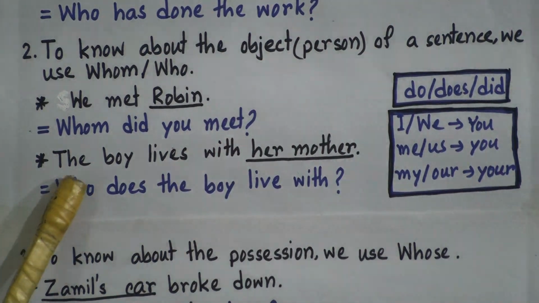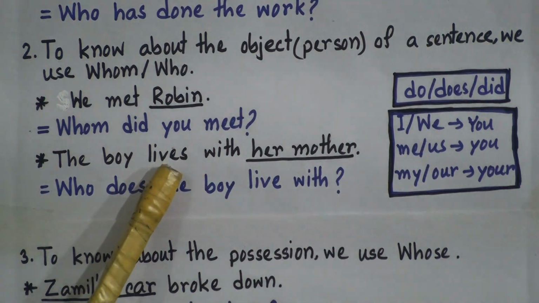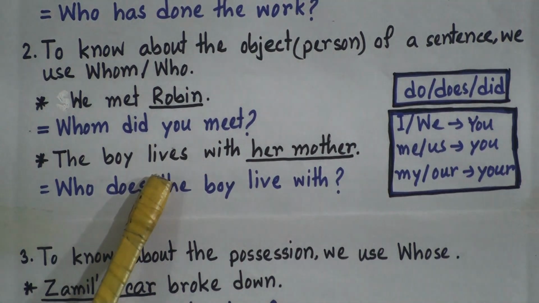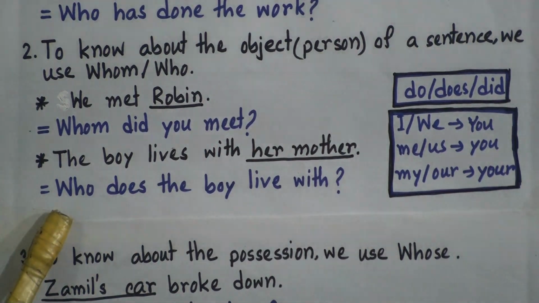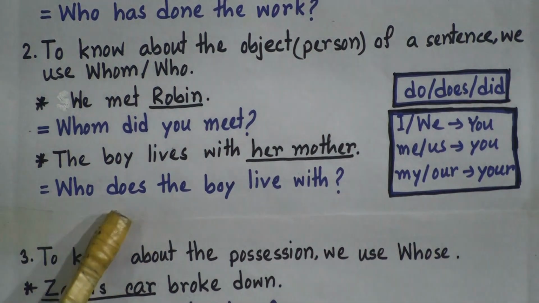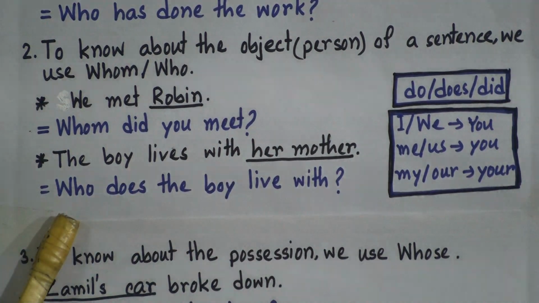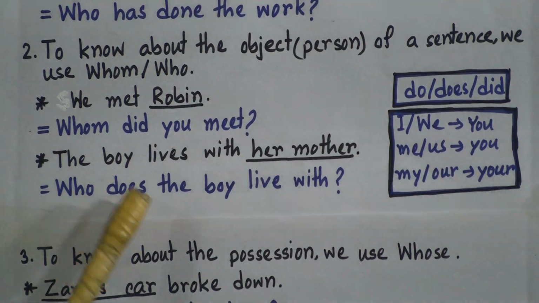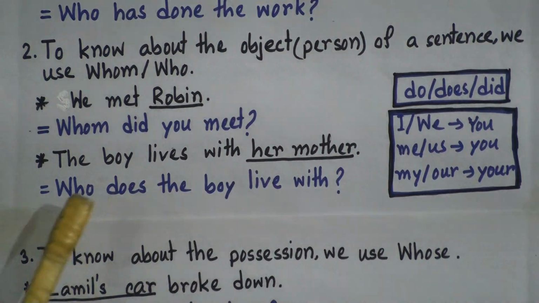And our next example, the boy lives with her mother. Now look at this verb lives. Now we have understood that this sentence is in the present indefinite tense. So after who or whom, we will write here does, and there's no auxiliary verb. So we will start our question with who and then we will write does. And the subject is the boy, so we will write here the boy. Who does the boy or whom does the boy?